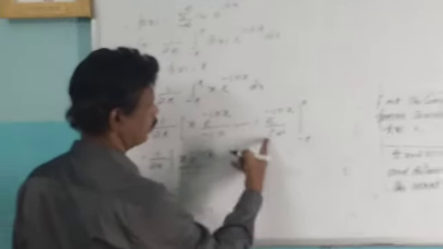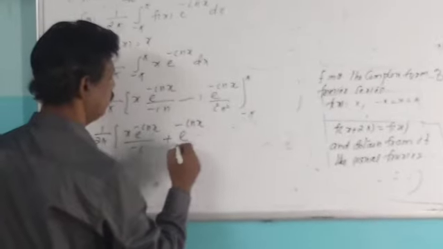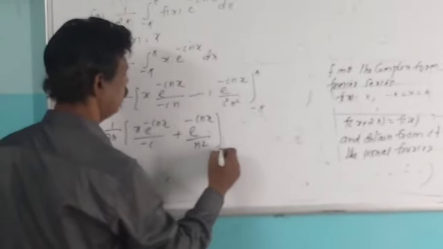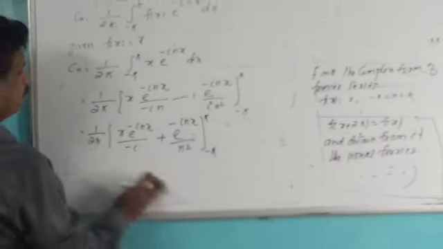i square equal to minus 1. Minus into minus equal to plus. The value of i square is minus 1. Minus into minus is plus. Now we have e raised to minus i n x divided by n square, with the limits here from minus pi to plus pi. Apply the upper limit and the lower limit.